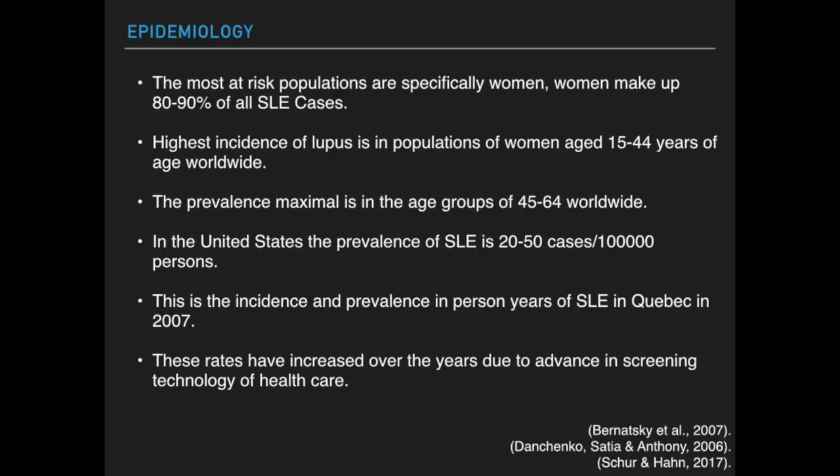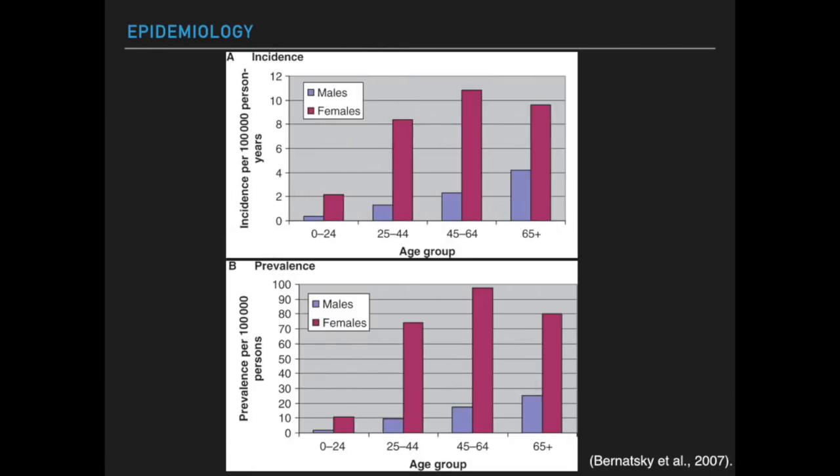The incidence rates of SLE are also on the rise due to advances in healthcare screening technology. This leads us to believe that SLE is a dangerous disease which targets a sensitive population with severe outcomes and is also on the rise. This slide represents the amount of people affected by SLE per 100,000 person years. As you can see, the more affected populations are females from 25 to 65 plus.